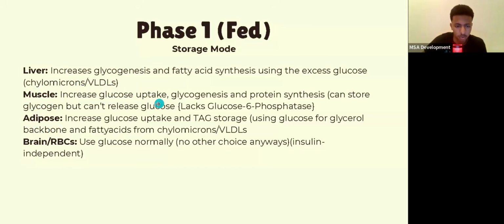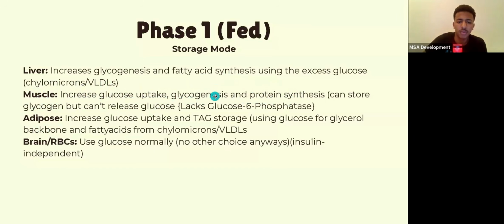Muscles increase the glucose uptake. We spoke about this before. Muscles increase the glucose uptake, GLUT4. They increase glycogenesis and protein synthesis. So they're storing glycogen and they're forming proteins now.